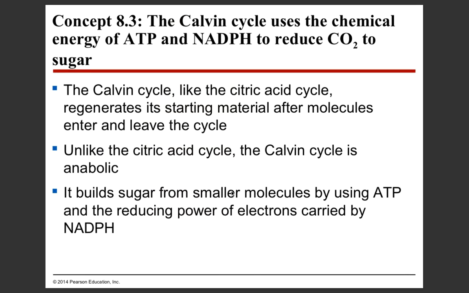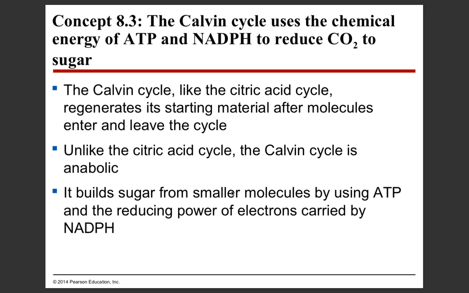All right, so we previously talked about the light reactions. We can do it. This is the second half. We're gonna make it, okay? This is the Calvin cycle, also called the dark reactions. The Calvin cycle uses the chemical energy of ATP and NADPH that we just created to reduce carbon dioxide.